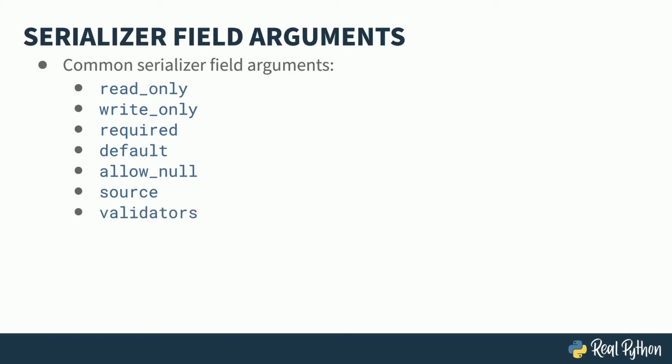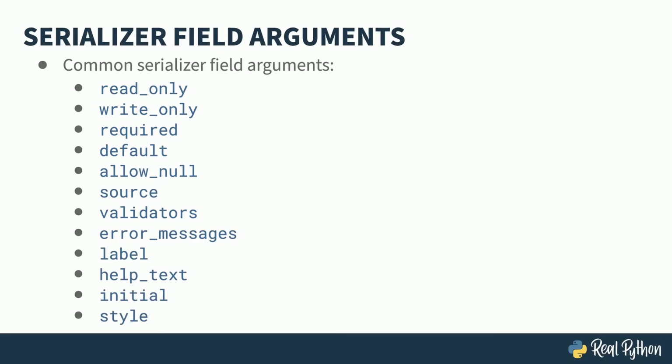You can specify validators, similar to Django's model validators, that determine whether or not the values in the field being serialized are valid. And then finally, error messages, label, help text, initial, and style are all arguments you can use to specify the presentation. Some of these are specific to certain kinds of renderers. For example, if you were using the HTML renderer, the style argument can pass in CSS information to tell the template how to style the field being rendered.